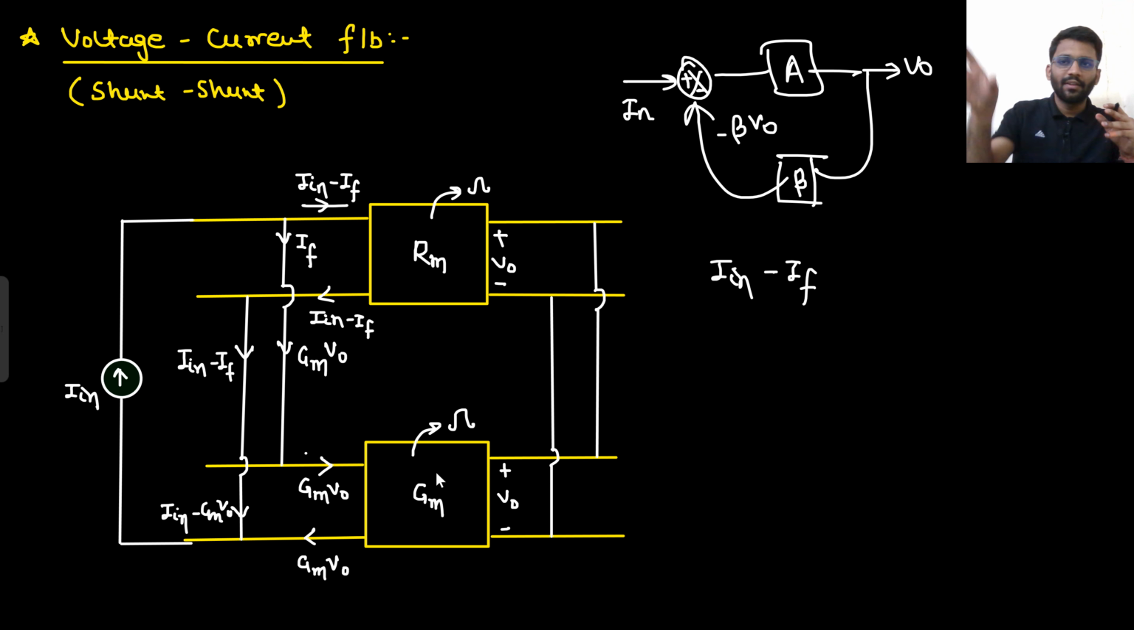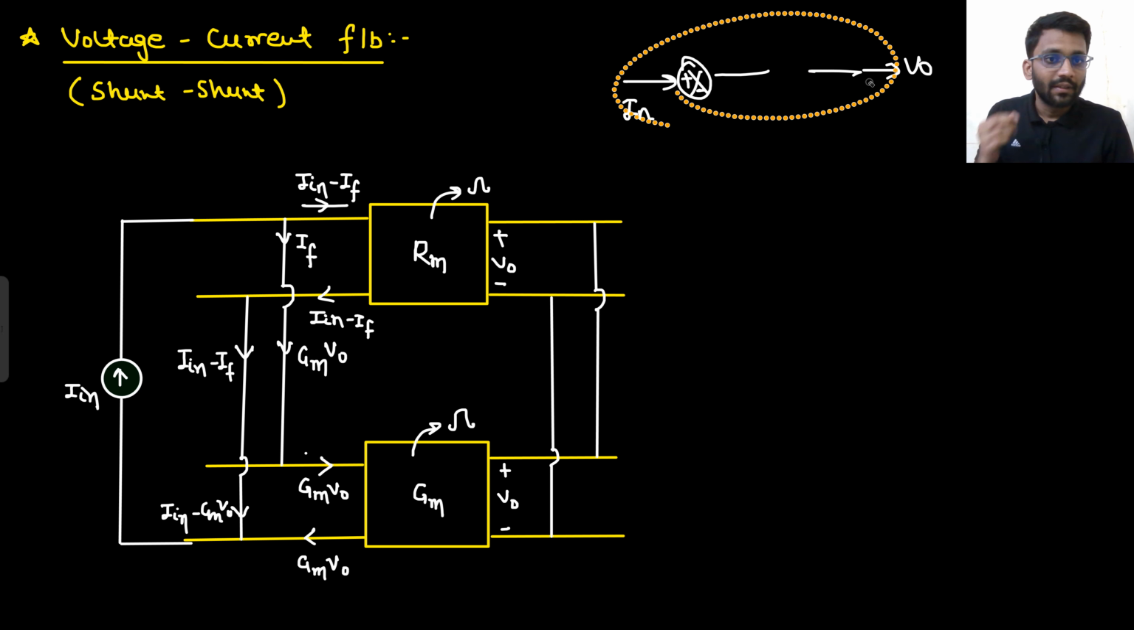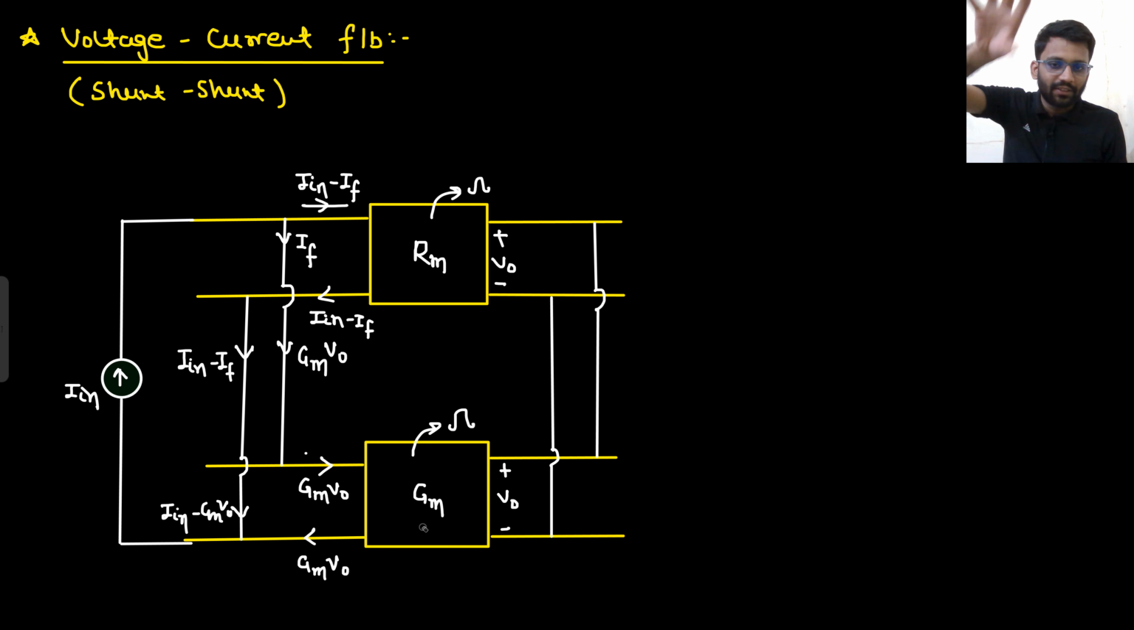How will you remember it? You see the name voltage current feedback. What do you understand? That output will be voltage and input will be current. That means the gain should be ohm, because voltage by current is resistance, that shows the ohm. Say yes or no, right? So input side shows the shunt connection, this side also shows the shunt connection. Voltage is being sampled, and it is mixed with the input current.